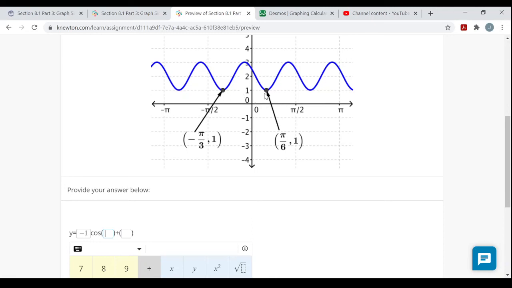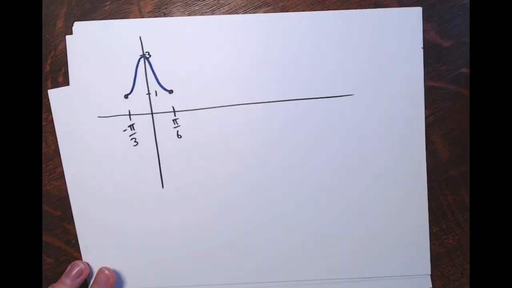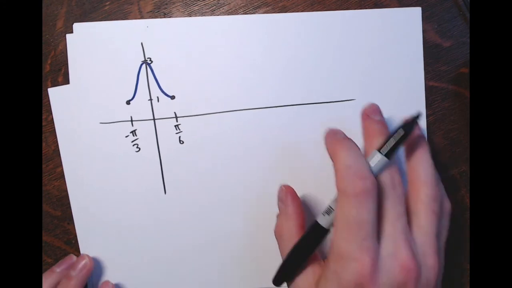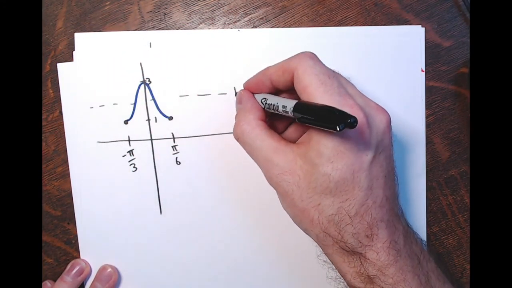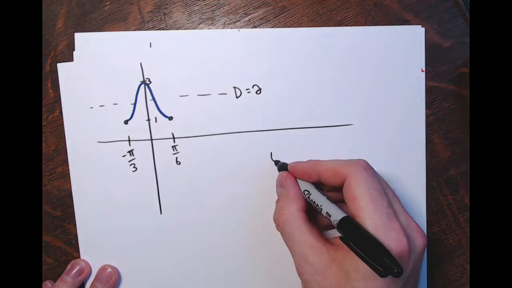What's the period? All right, you know what? I should probably write this out. All right, so here's a very, very rough drawing. And the midline here is at 2. And I'm trying to draw this, right?